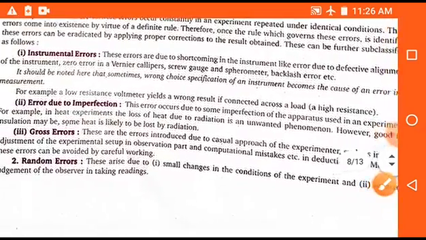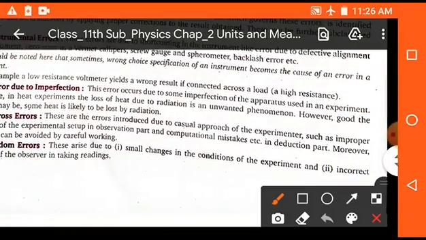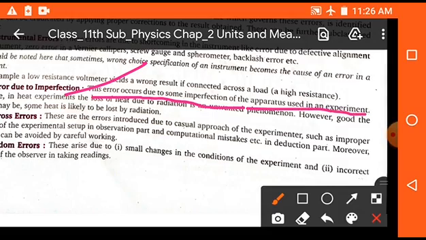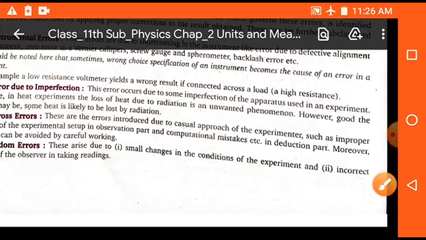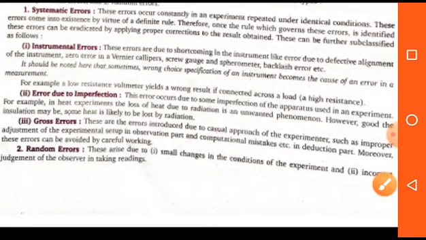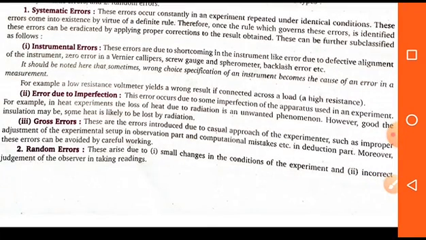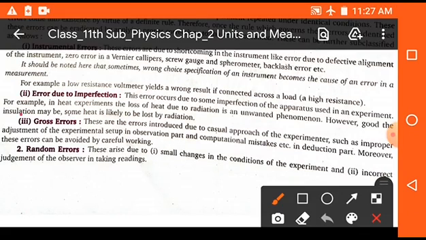Next, error due to imperfection. So students, this error occurs due to some imperfection of the apparatus used in an experiment. Clear? For example, in a heat experiment, the loss of heat due to radiation is an unwanted phenomenon. So, for performing a good experiment related to heat, we cannot calculate the accurate value because some amount of heat can be absorbed or lost by the phenomenon. So these are considered as imperfection error. Clear?